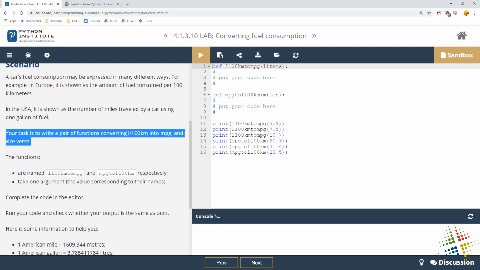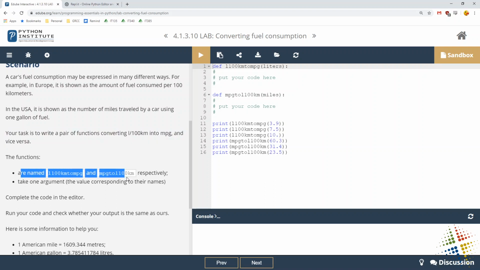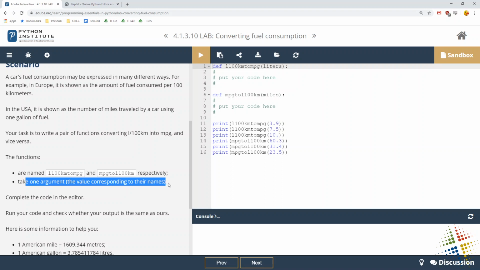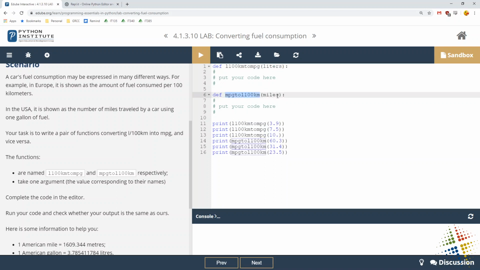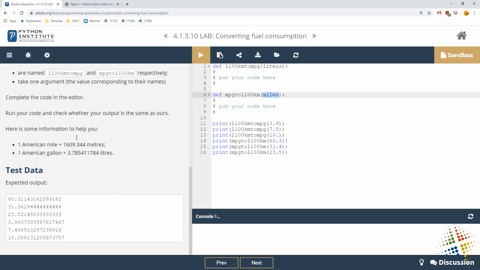So your task is to write a pair of functions converting liters per 100 kilometers into miles per gallon and vice versa. So there are two functions, liters per 100 kilometers to miles per gallon, and miles per gallon to liters per 100 kilometers. Each takes one argument. The first comes in liters, and the second takes in miles. So take one argument, complete the code, and then run the code and make sure the output is correct.